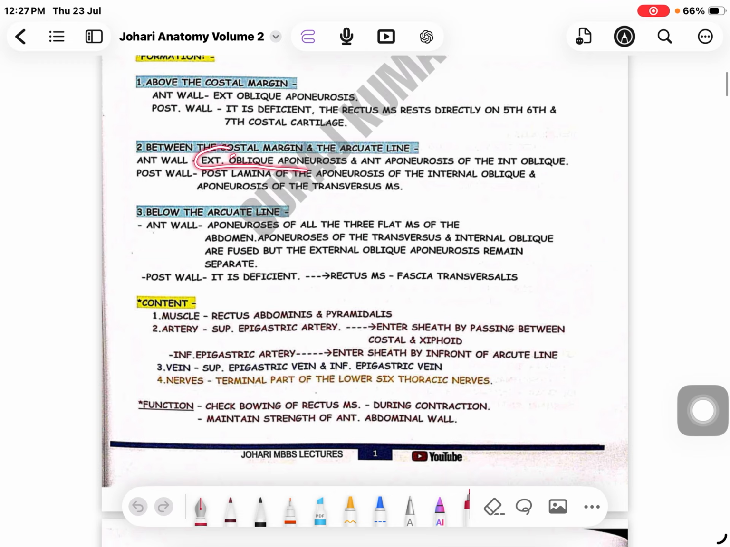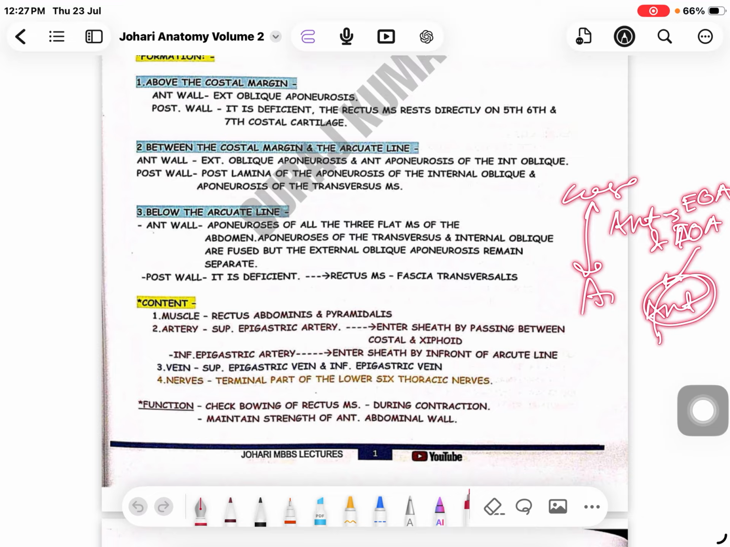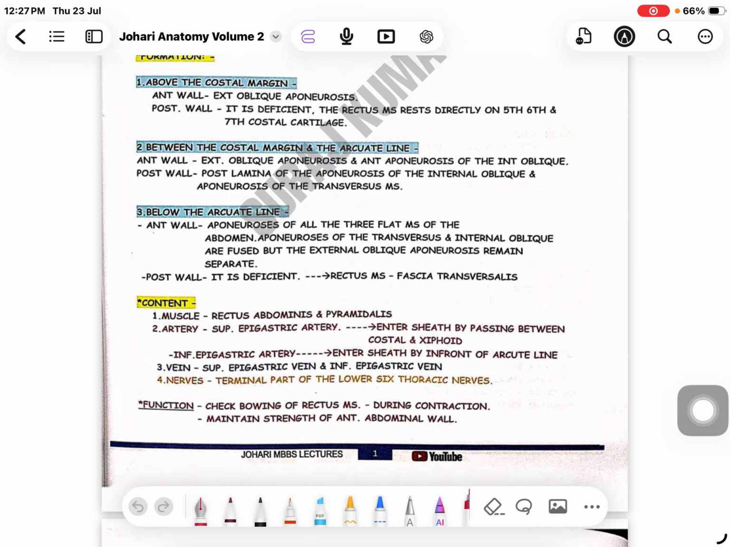Between the costal margin and the arcuate line, the anterior wall is formed by the external oblique aponeurosis and the anterior lamina of the aponeurosis of the internal oblique. The posterior wall is formed by the posterior lamina of the aponeurosis of the internal oblique and the aponeurosis of the transversus muscle.